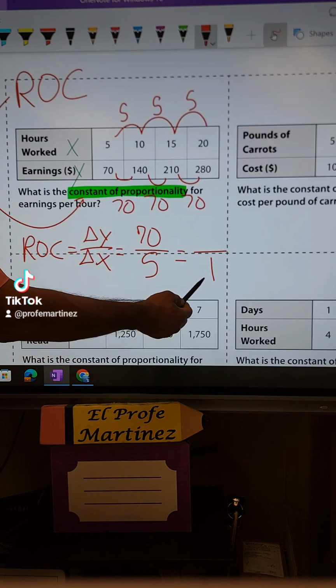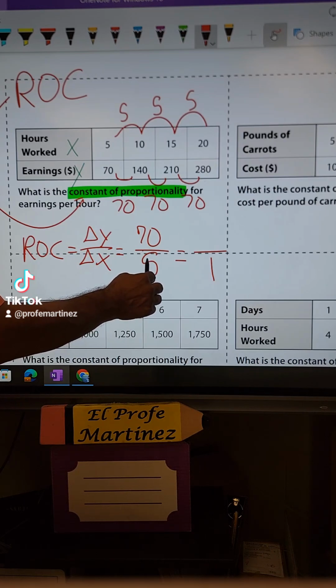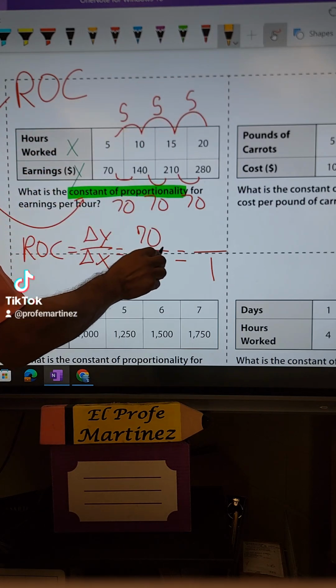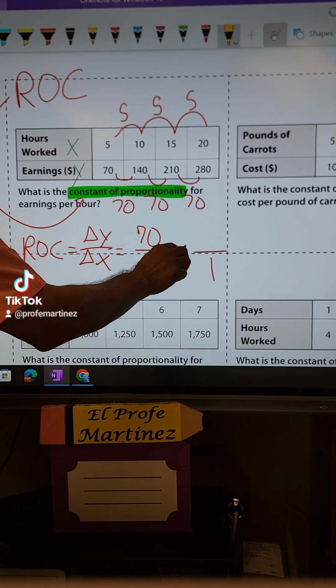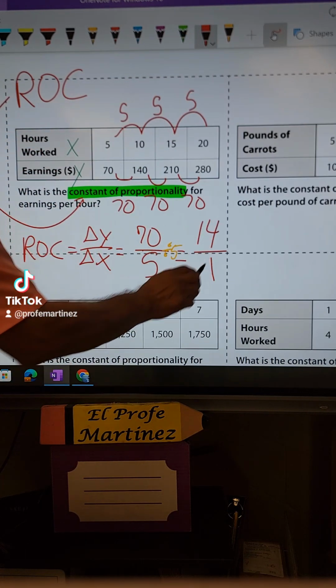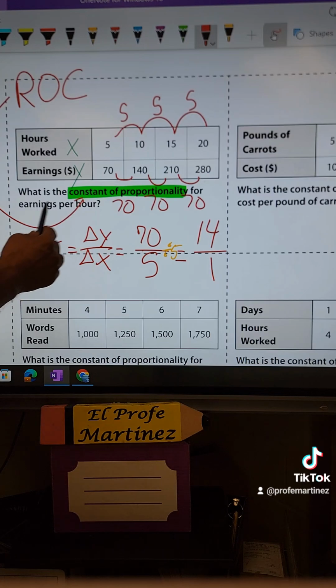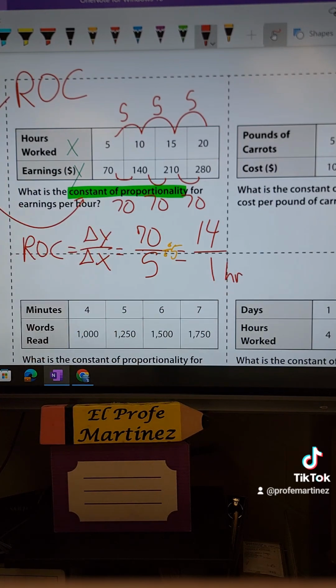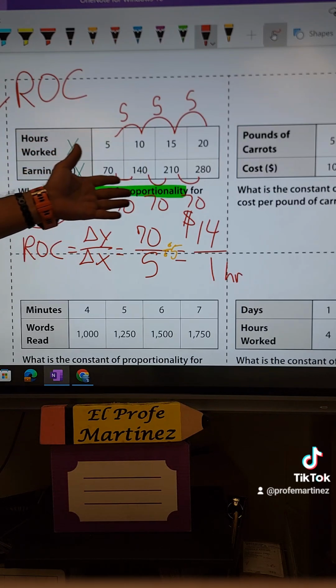When the denominator is 5, if we make it 1, what we're actually doing is dividing by 5. And so the numerator, 70 divided by 5, gives you 14. This is my constant of proportionality, or rate of change. That means that every hour we're earning $14. That's how you read this table, and that's how you find the pattern in the table, which is the constant of proportionality.